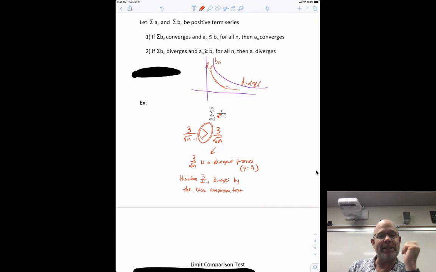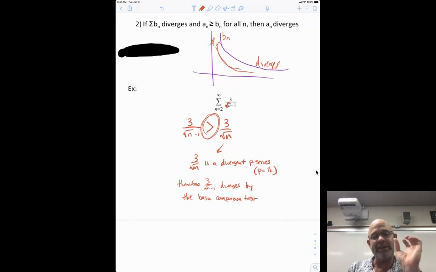But that's the basic idea of the basic comparison test. You find a series to compare it to. It's not an easy thing to do. It takes some practice. Usually it's p-series that we're going to convert. So usually we take things out of the denominator, add things to the denominator, add things to the numerator, make them smaller or bigger. So I'll show you another one also.